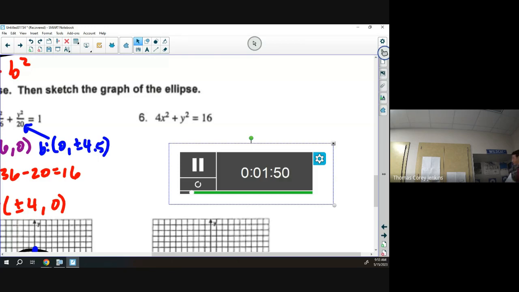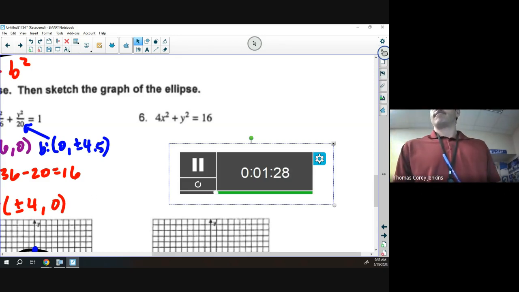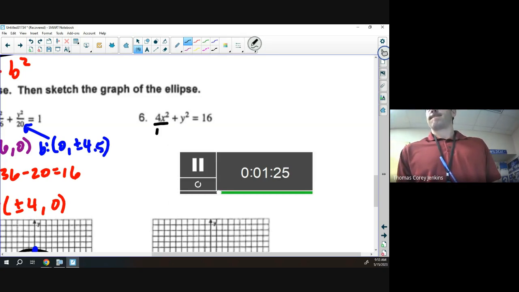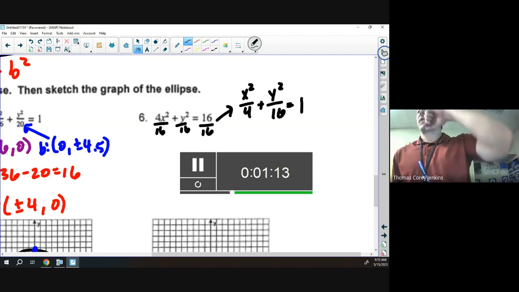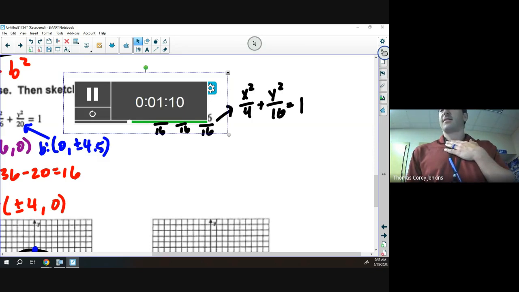Oh, one extra step here. Sorry, I had to help you with this first. You want to have 1 on the right side, so start by trying to divide everything by 16. I'll show that in just a second. You divide everything by 16. That will give you a 1 on the right side, which is what you need. So I went ahead and did that up there if you had any trouble with that step.